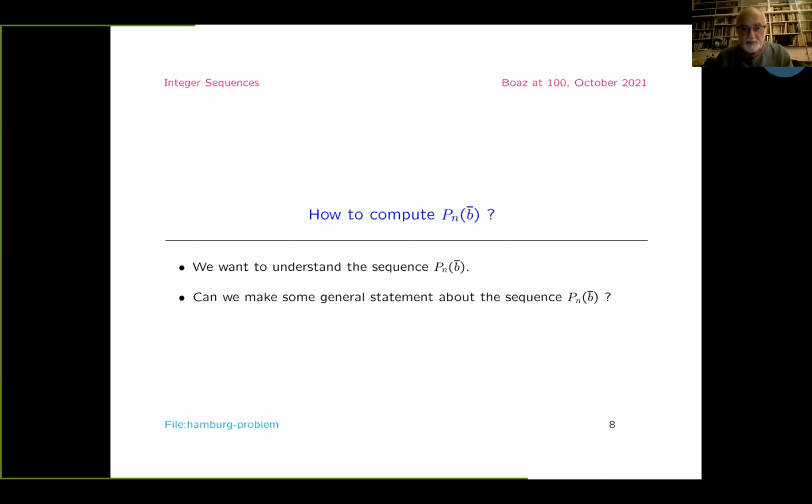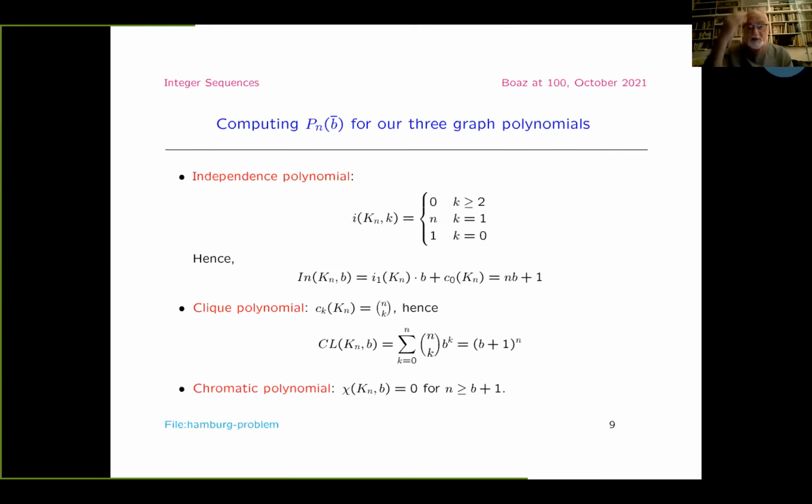So how do we compute it? We want to understand the sequence P_n(x̄), where n is the size of the clique of the input. And the question is, can we make any general statement about the sequence P_n? So in the case of the independence polynomial, we have that the number of independent sets of size k in a clique K_n is 0 if k is bigger than 1, is n if k equals 1, and is 1 if k equals 0. And therefore, we can compute this polynomial easily.